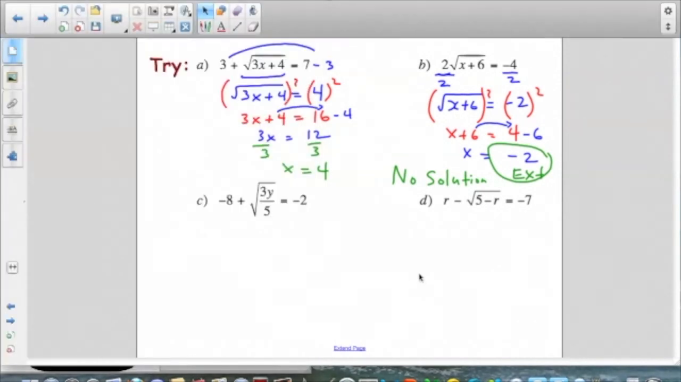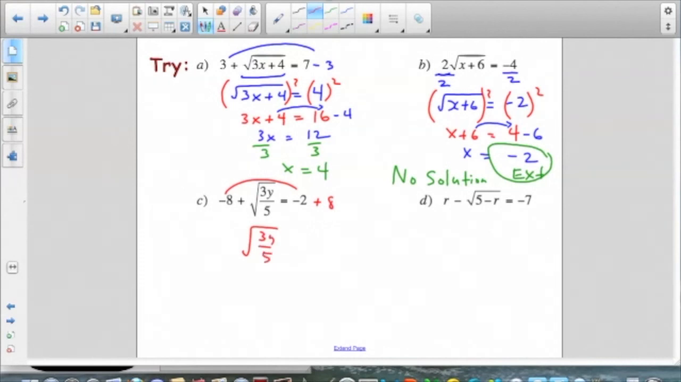Okay, let's go on to the next example. All right, so we are going to move the 8 over. We're isolating, so we're adding an 8. So we have the square root of 3y over 5 equals 6. Then we square both sides to get rid of the radical. So 3y over 5 equals 36.